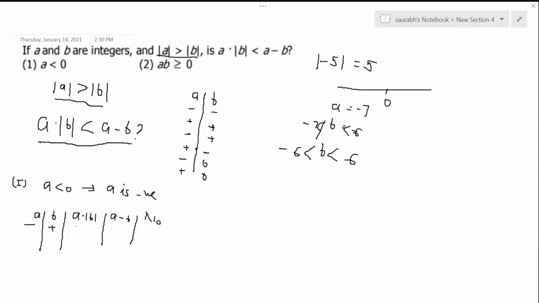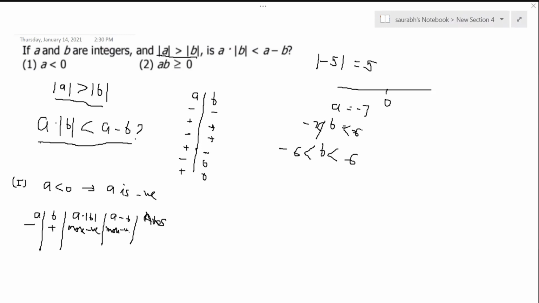Okay. So what happens to A times the absolute value of B? Minus value. Right. So it will be more negative than A. Can I say? Yeah. Negative A into whatever may be the value of positive B, it will be more negative than A. Right? How about A minus B? A is negative and B is positive. So it will still be negative. It will be more negative, right? Yes.